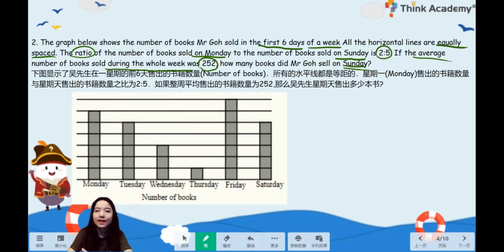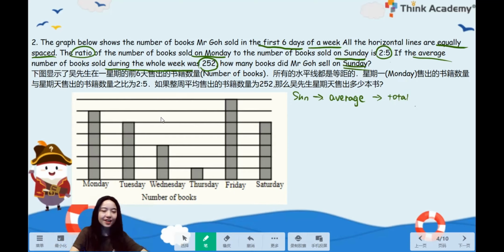Sunday is not described or indicated in the graph, so we need to find the relationship between Sunday and the specific amount, which should be represented by the average, because this is the only specific amount we know in the question. Then, to find the average, we need to know the total units of all 7 days.